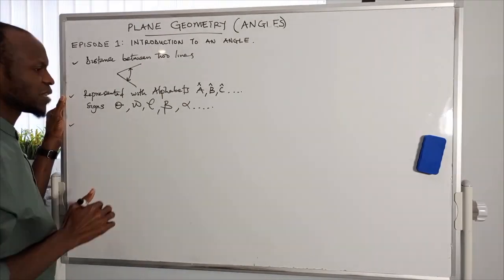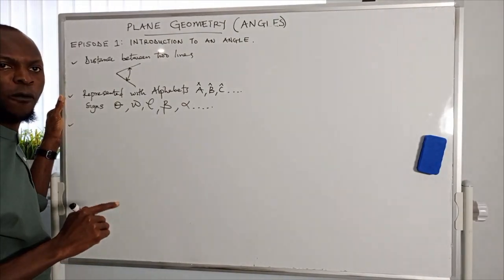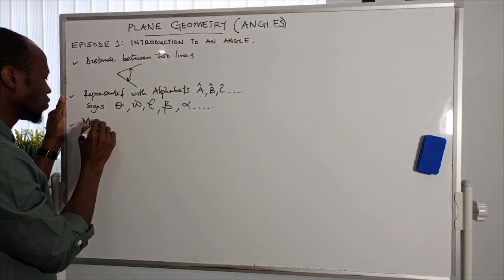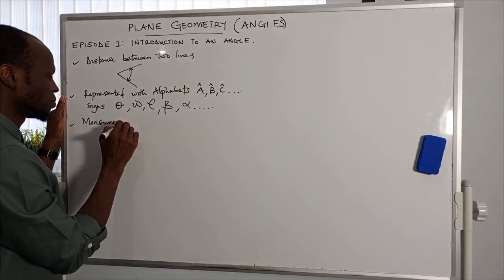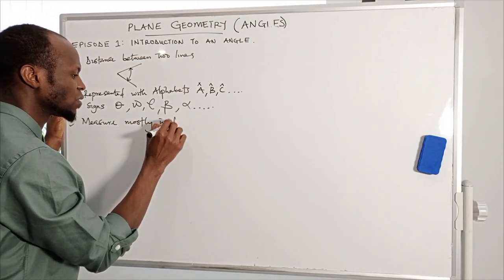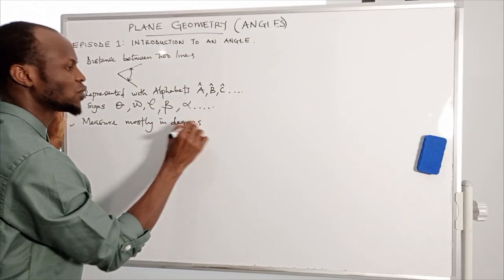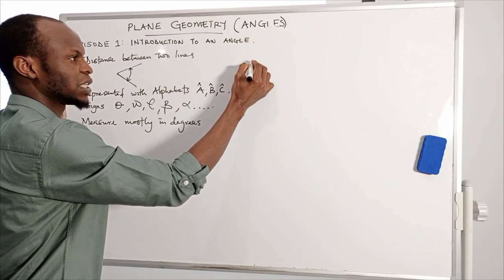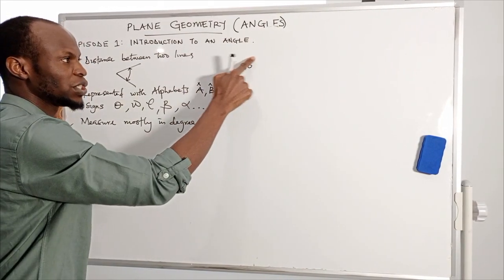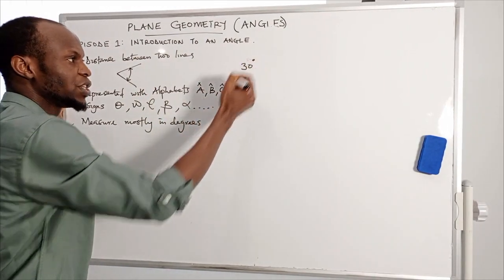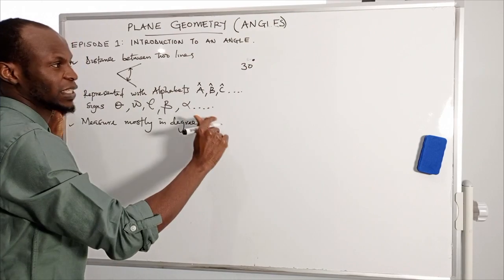So, apart from this, another thing you need to know is that an angle is measured. We measure an angle mostly in degrees. That is when we see us writing an angle, like for example, we say 30 degree. If you don't put this degree, it means a number, not an angle. So you must put a degree to tell us that it is an angle.